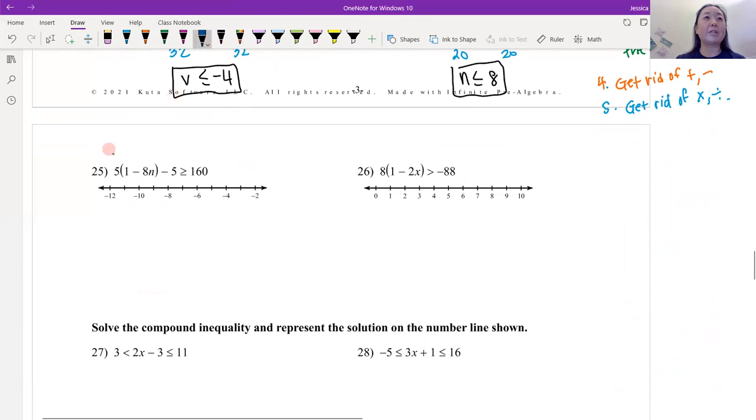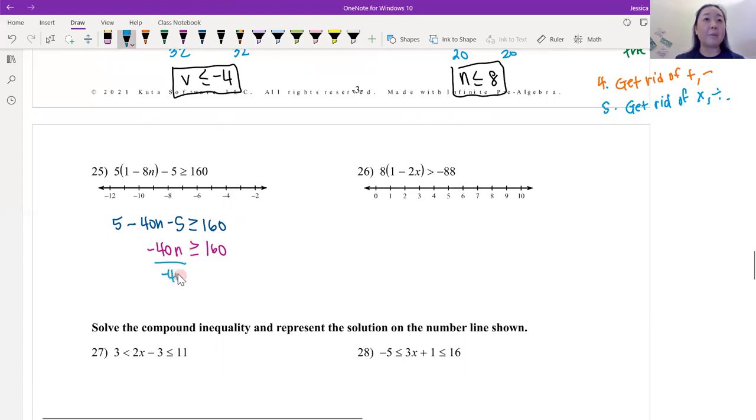So again, I'll try to still use the same colors. We're gonna distribute, so it's 5 minus 5 times 8n, which is 40n, and then minus 5 is greater than or equal to 160. Then we're going to combine like terms. My like terms is 5 minus 5, which is a 0. So all I have left is just -40n is greater than or equal to 160. Okay, and then there's nothing to add or subtract. So then I'm going to go straight to just divide.